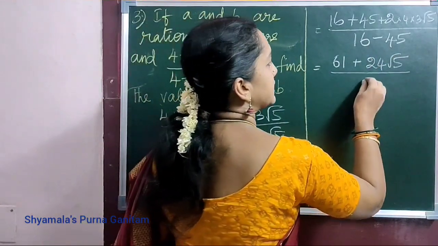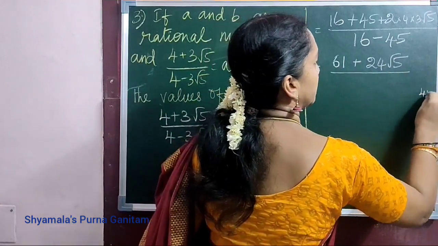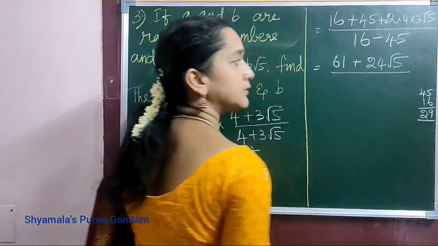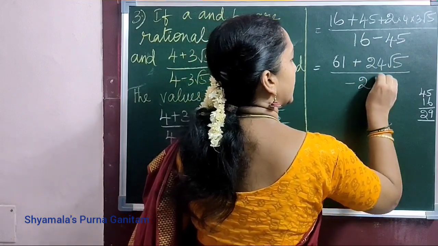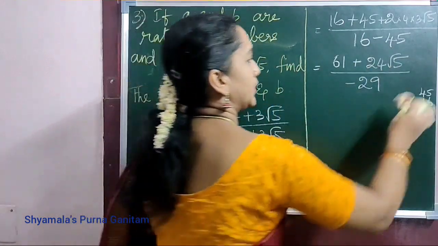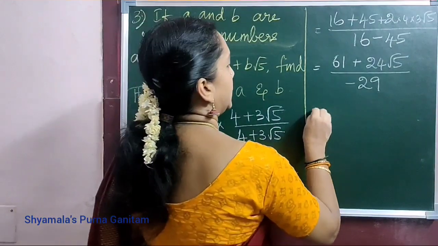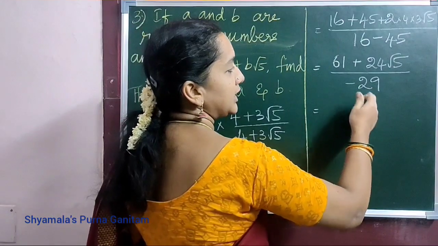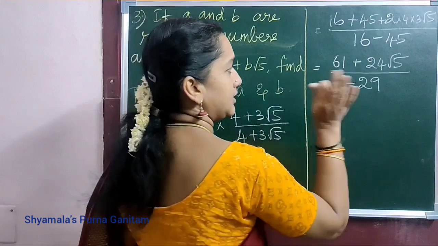45 minus 16 is how much? It is 29. So this one is minus, so minus 29. Okay, this is for the denominator. Don't worry that you are getting a bigger number in the denominator. Nothing can be simplified here. But this is correct. This is how you will get.